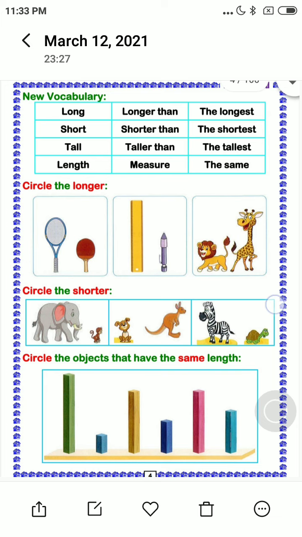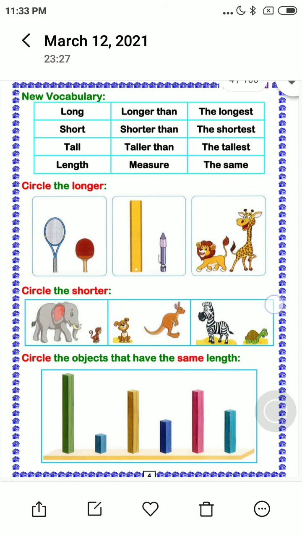Okay, the longest. What does the longest mean? The longest means the longest, the longest thing. Okay, short. What is the meaning of short? Short means قصير. Shorter than. We use the word if we have two objects, a long object and a short object. Shorter than means shorter than.